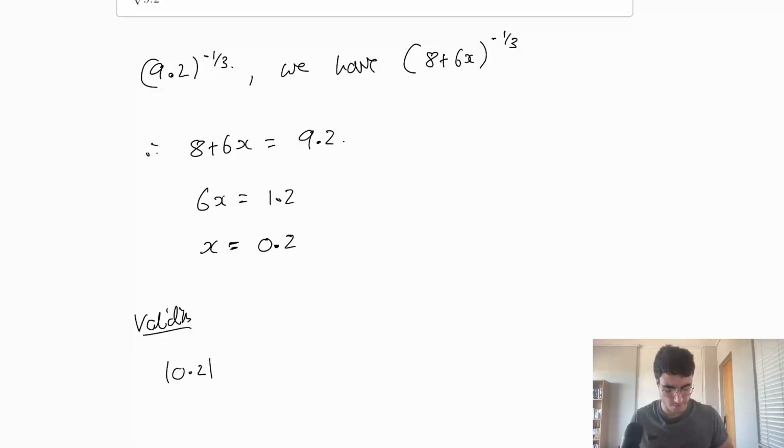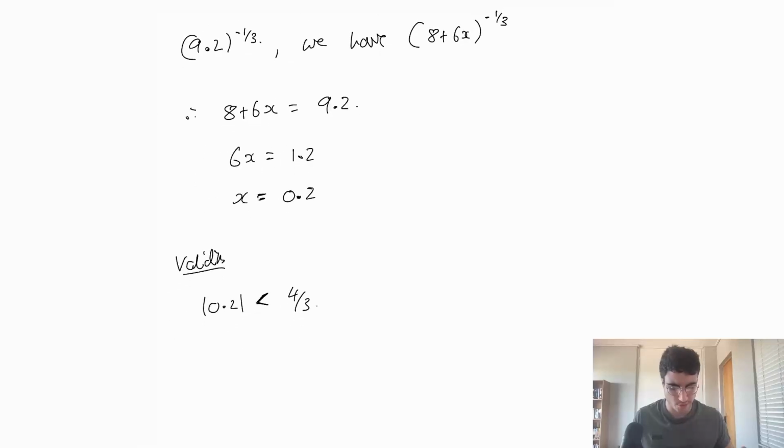Brilliant. Now, we're going to say, firstly, for validity, 0.2, absolute value, the magnitude of it, smaller than 4 over 3. Okay, so we're set. That's that slight important point there.